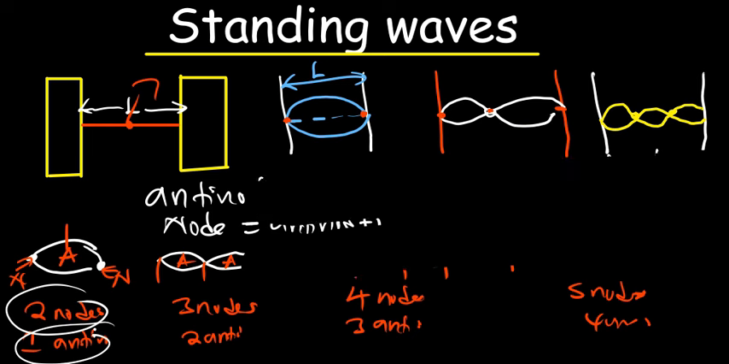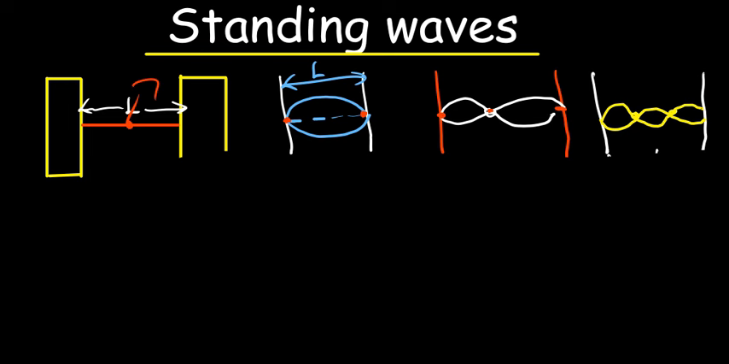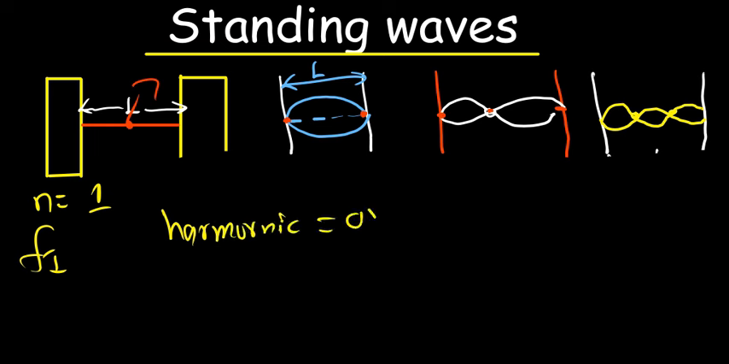Now, let's go back to our diagrams here. The first one is what we call, if n is equal to 1, if I've got only one loop, then we are dealing with the first harmonic. The first harmonic is the same as the overtone. It is also called the overtone. At the same time, it is called the fundamental frequency.